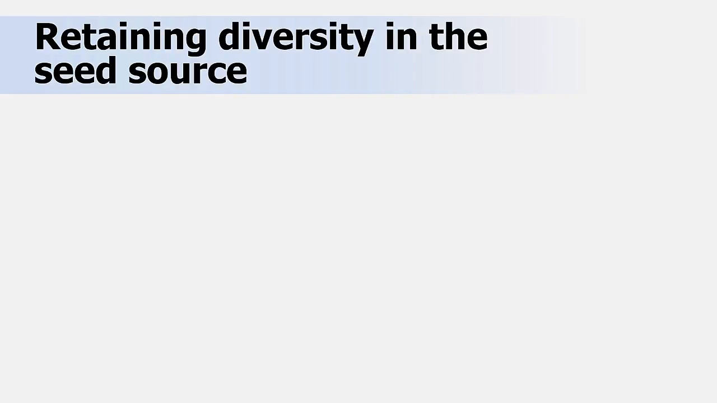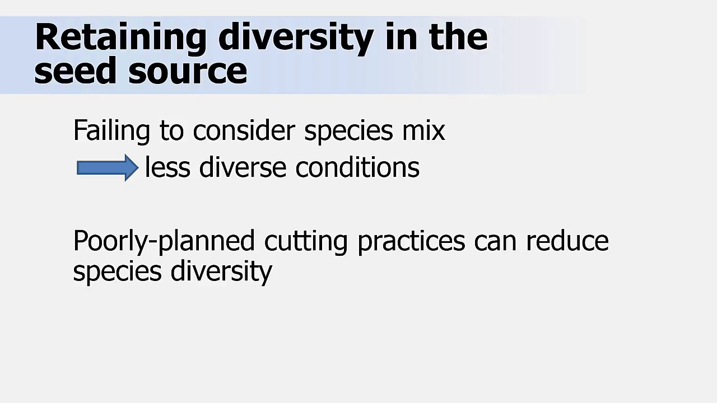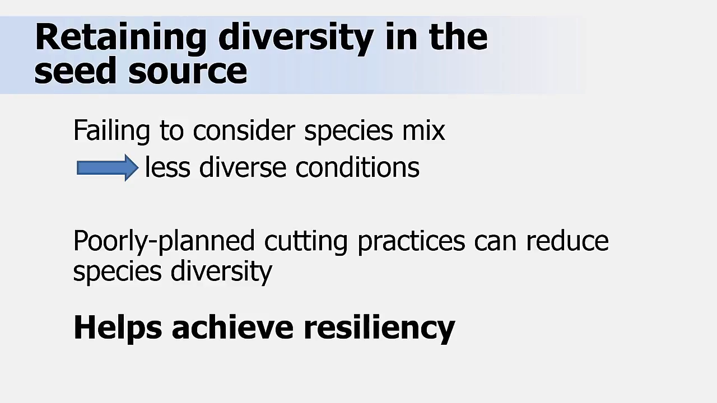Retaining adequate diversity in the seed source is also important for regeneration. Failing to consider species mix can lead to less diverse forest conditions, as the easily regenerated species tend to become more common. Poorly planned cutting practices can easily reduce species diversity, which then affects the diversity of seed sources. Species diversity helps achieve resilience, the ability of a forest to withstand disturbance.